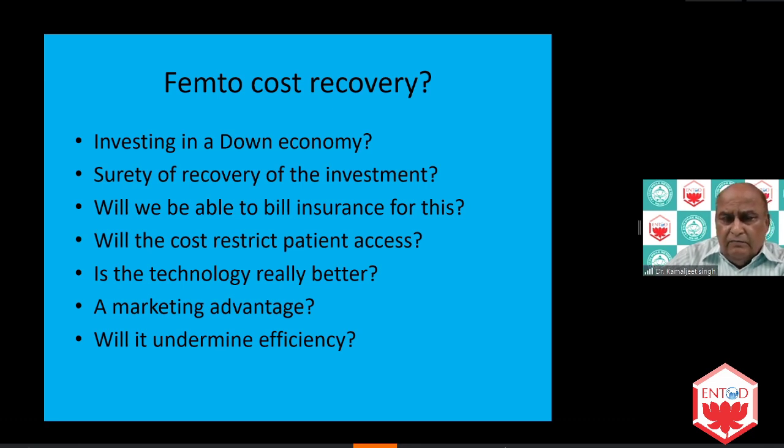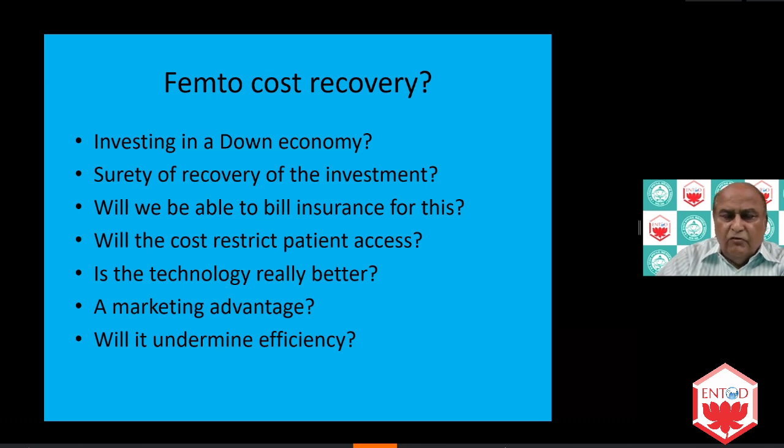And many a time we have to think whether the technology is really better and cost effective for our patients. And does it give you a marketing advantage? Yes, some people say that when we say that we are doing femtosecond surgery, it gives you a marketing advantage. You get many more cases, but I don't think so. If you do a cheaper version, as high volume surgeons you will get enough money to sustain yourself. And does it undermine efficiency? I don't think so, and you all will agree that it does not undermine your efficiency.